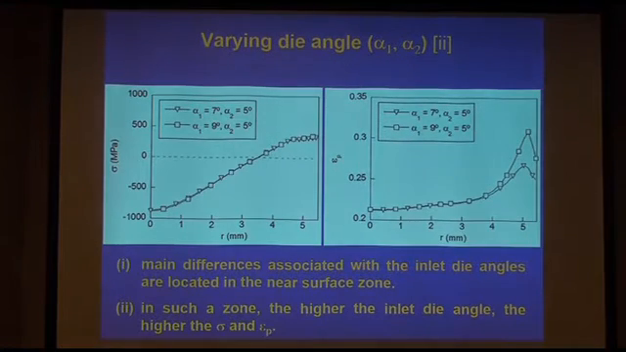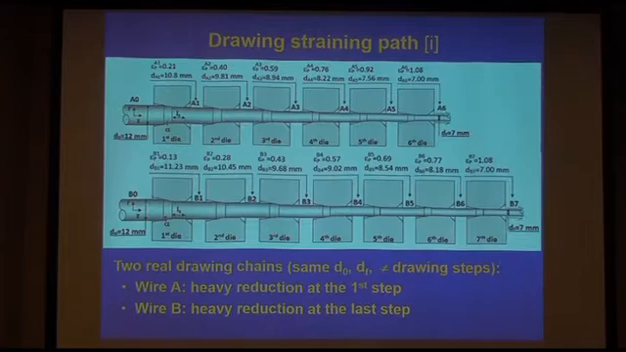In this case, the results are the following. Main differences associated with the inlet die angles are located in the near surface area. In such a zone, the higher the inlet die angle, the higher the stress. Very difficult to see here, a little bit higher for the square symbols. And of course, for the strain, we have a peak for the highest primary angle with the same secondary angle. Non-conventional, innovative wire drawing with 2 angles.